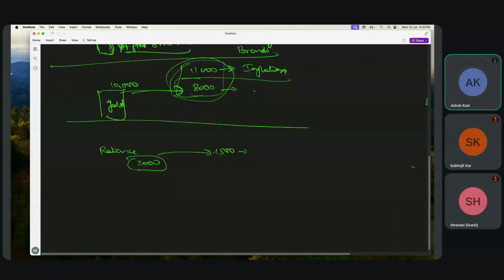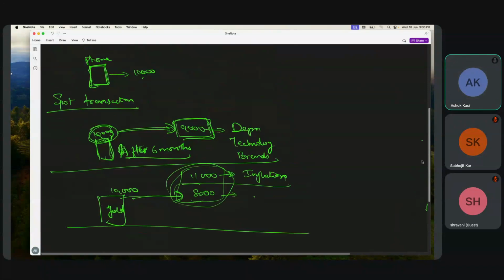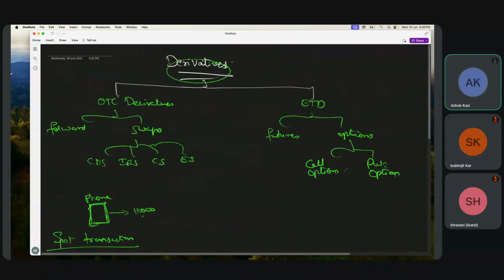Now what are we doing now? We are deriving the price of what? Of the underlying asset called what? Reliance. So what do you mean by deriving? Deriving means predicting. Derivation means deriving the price of the underlying asset. So derivative means it is a financial instrument.